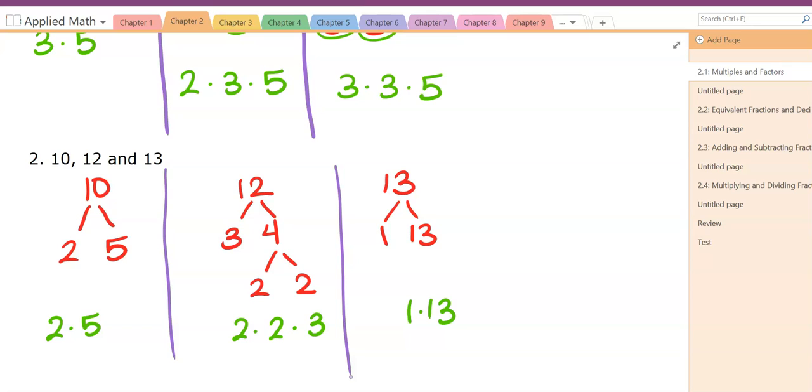But I want to ask you a question. I wrote 13 as 1 times 13. Could I do this? 1 times 2 times 5, 1 times 2 times 2 times 3? I could, because 1 is that magical number that can go into everything. So the greatest common factor for these 3 numbers is actually going to be 1. 1 is the biggest number that can go into all 3.